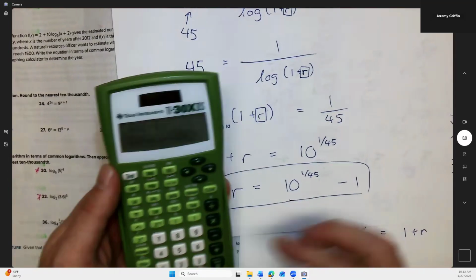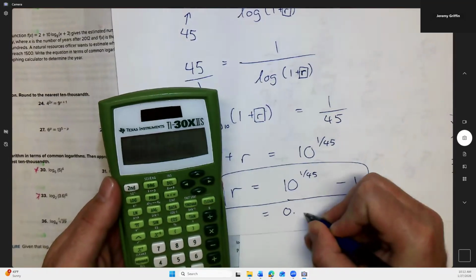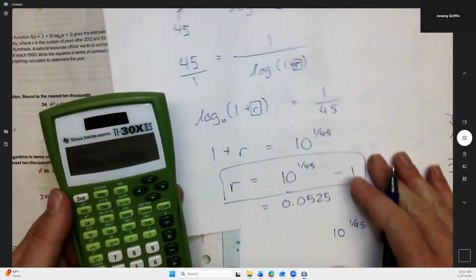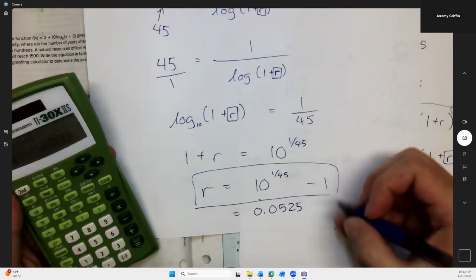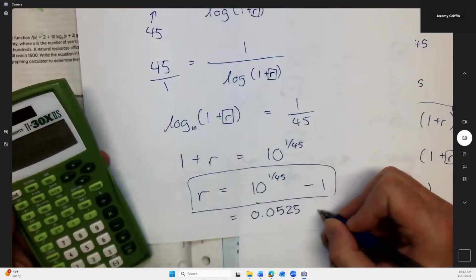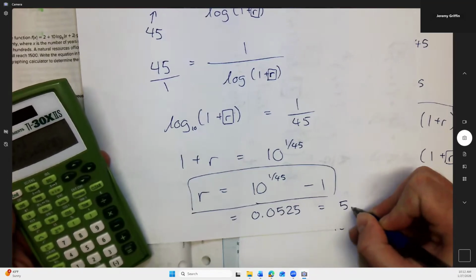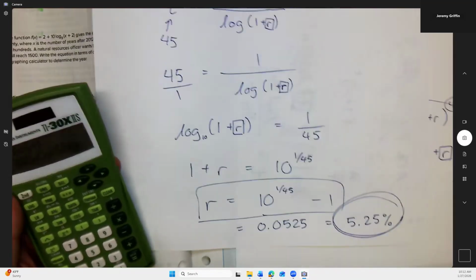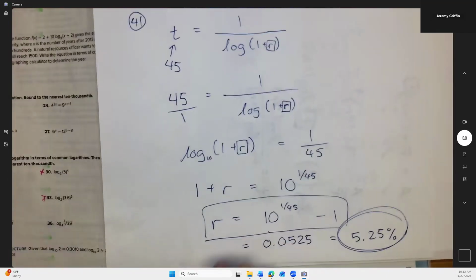10 to the 1 over 45 minus 1. So this comes out to 0.0525. That's what the book was saying. Now that's as a decimal. So guys, what is that as a percentage? 5.25%. That would be. Okay, all right, so that worked out.